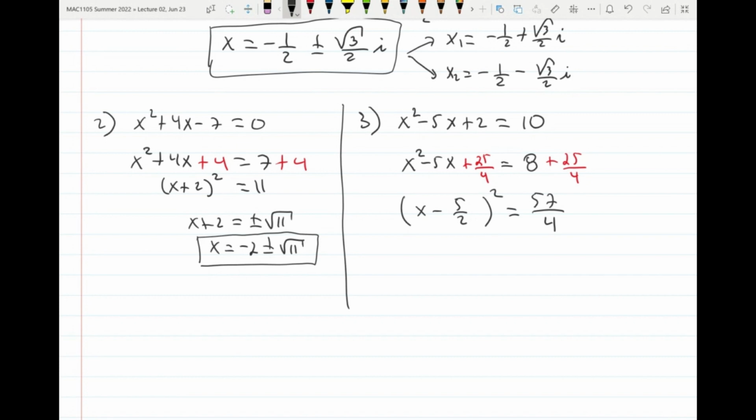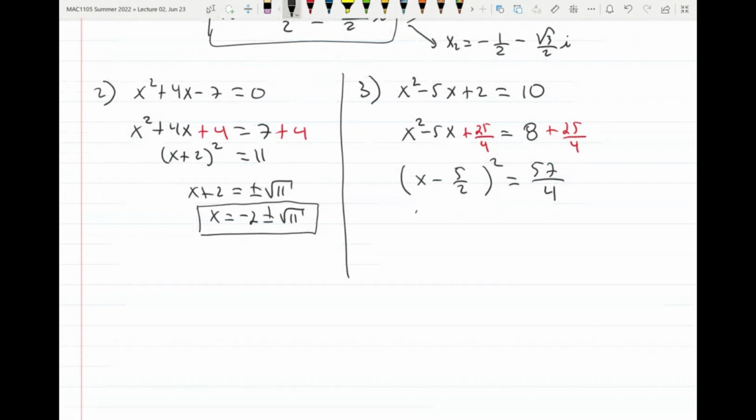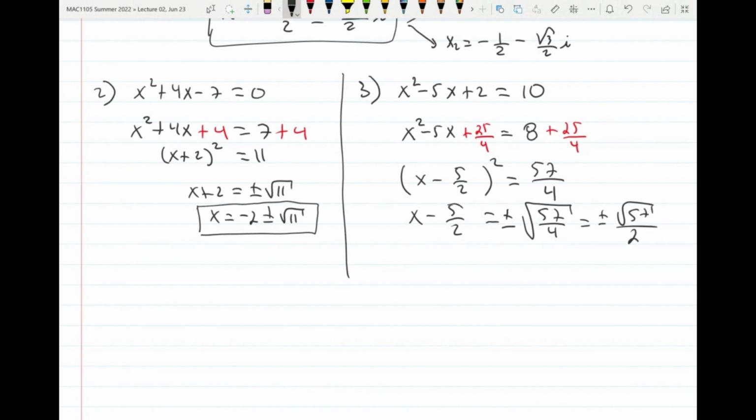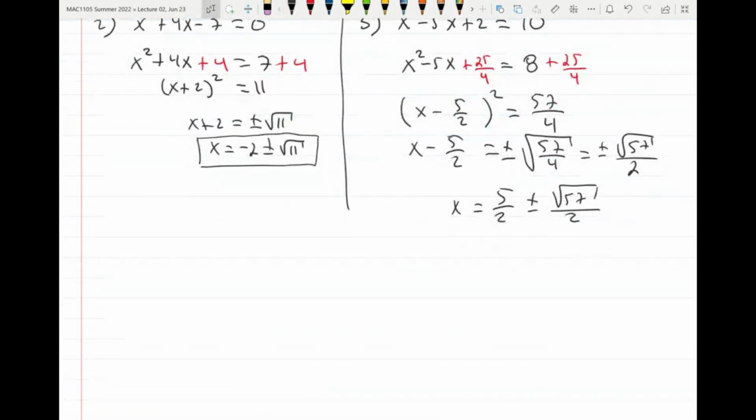And now square roots and so on. So we get x minus 5 over 2 is gonna be plus or minus the square root of 57 over 4, or plus or minus square root of 57 over 2. Let's see, 57, can we simplify that? We can divide this by 3. What's 57 divided by 3? 19. Okay, 19 and 3, none of those are perfect squares, so keep it like that. And then move the -5 over 2 over, so we get 5 over 2 plus or minus square root of 57 over 2. Okay?